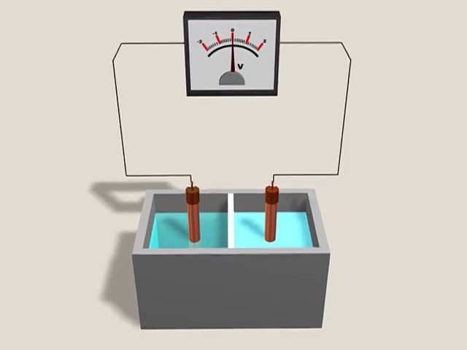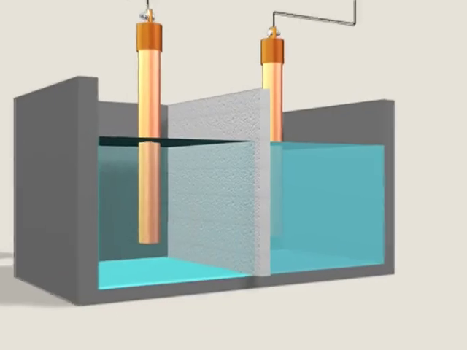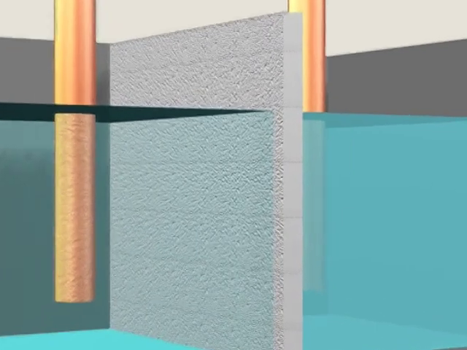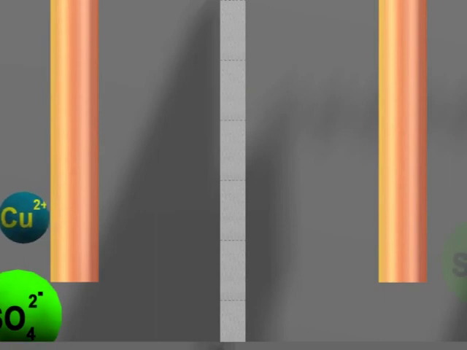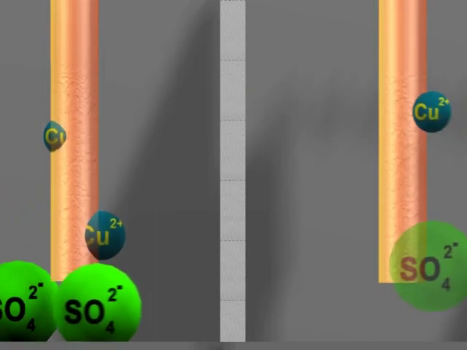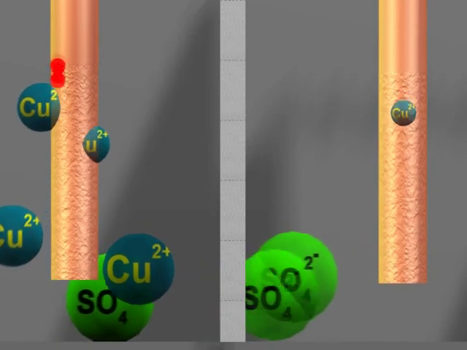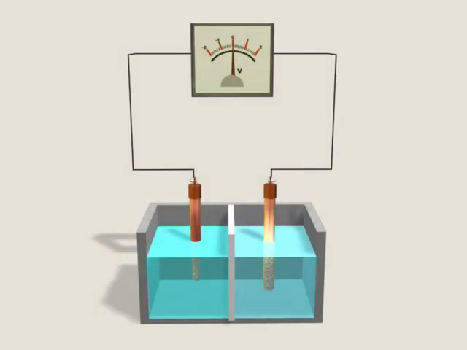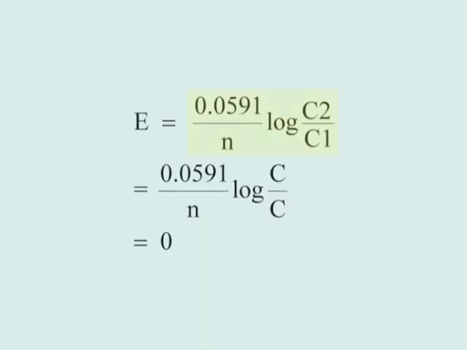Have a look at the type of cell shown on the screen. In a concentration cell, the molar concentration of the dilute solution increases and that of the concentrated solution decreases as the cell operates. At equilibrium, the two solutions of the electrolyte acquire the same concentration. The EMF may be represented as 0.591 upon n multiplied by log of C2 upon C1.